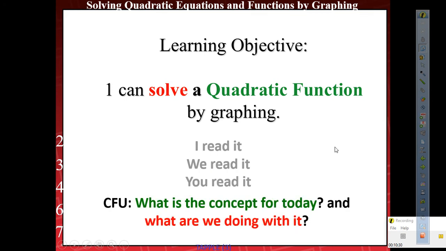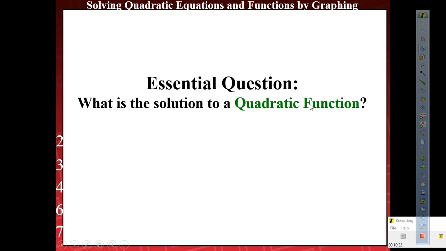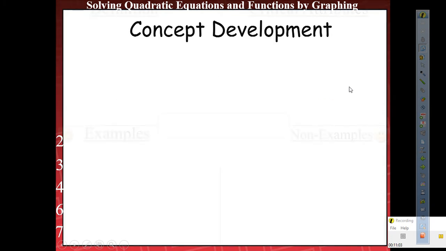Okay. So here we go. What are quadratic functions? You have a Frayer model already. At the bottom of the Frayer model where the summary is at, I want you to copy this question. We're going to answer this before we leave. What is the solution to a quadratic function? Write it at the summary part. Write the question and we're going to answer it before we leave. All right?